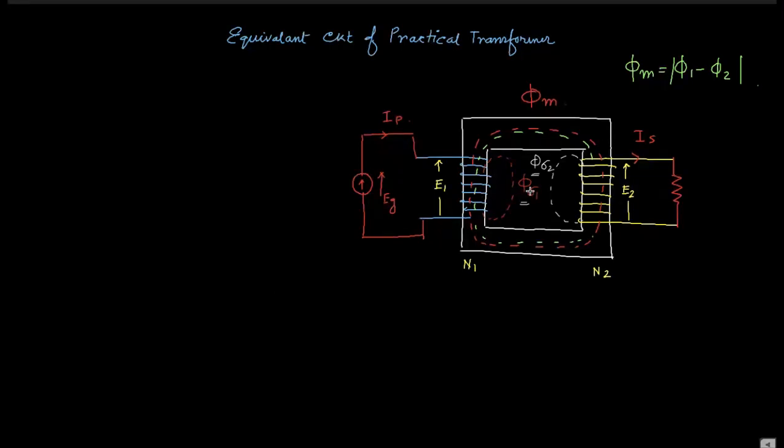So phi sigma 1 and phi sigma 2 are produced on the primary side and the secondary side, and they cannot link through the core to each other. That's why they are the lossy component, the lossy magnetizing component.